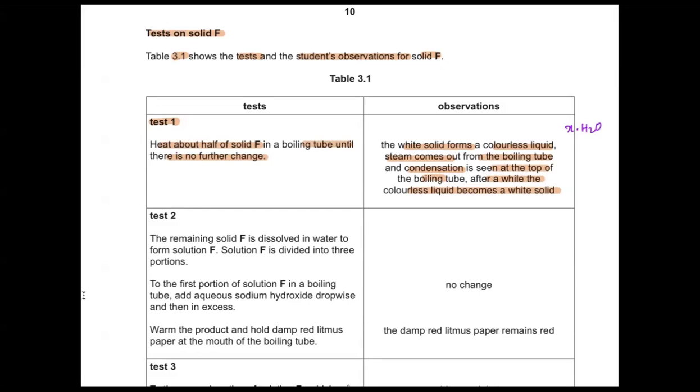Yes, sir. Now, test 2. The remaining solid F is dissolved in water to form solution F. Solution F is divided into three portions. To the first portion of solution F in the boiling tube, add aqueous sodium hydroxide dropwise and then in excess. No change. Warm the product and hold damp red litmus paper at the mouth of the boiling tube. The damp red litmus remains red.